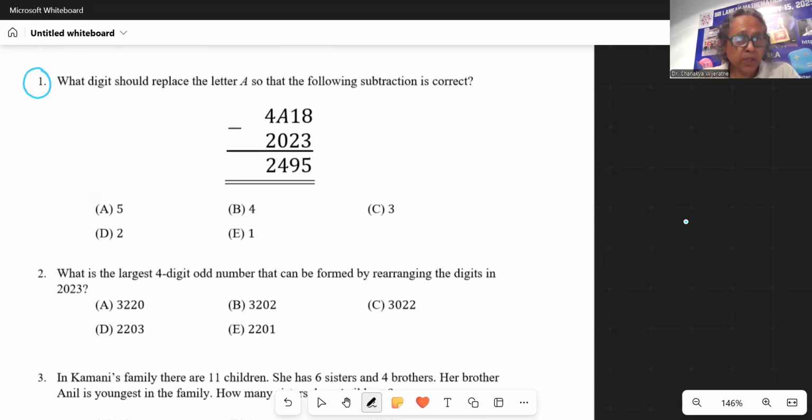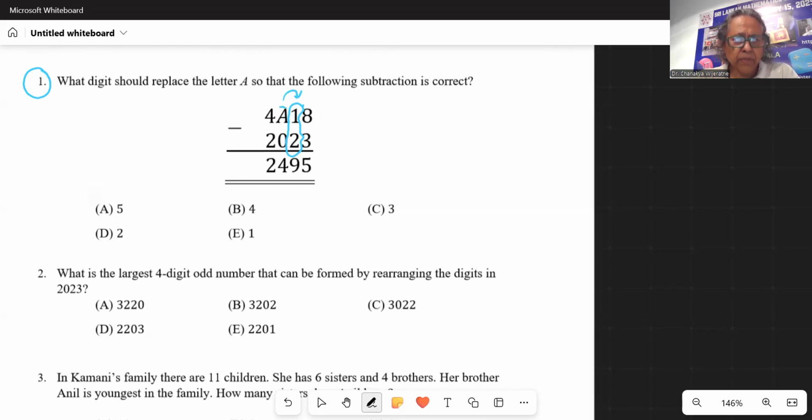So we start with the ones column. 8 minus 3 is 5. Okay. And then we need to subtract 2 from 1 in the tens column, right? We can't do that. We need to borrow 1 from the hundreds column. So this 1 in the hundreds column becomes 10 in the tens column. So now it is 1 plus 10, 11. 11 minus 2 is 9, correct?